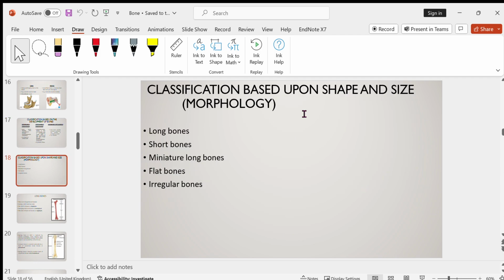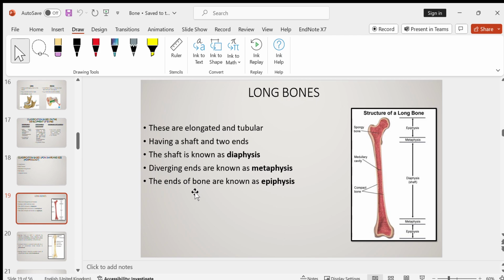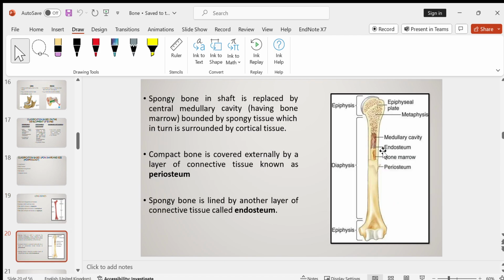Now we'll discuss the classification based upon shape and size, or the morphological classification of bones. It has the long bones, the short bones, miniature long bones, flat bones, and the irregular bones. What are long bones? This is an example of a long bone. It has a shaft and two ends. The shaft is also called the diaphysis. The expanded portion of the shaft is called the metaphysis, and the end is called the epiphysis. This is a typical structure of a long bone.